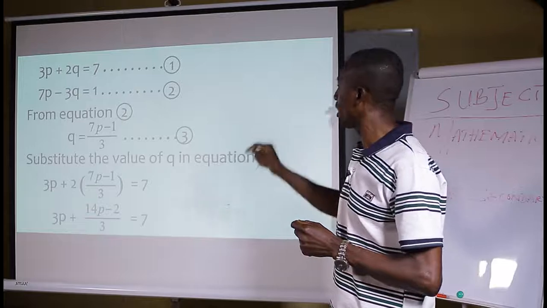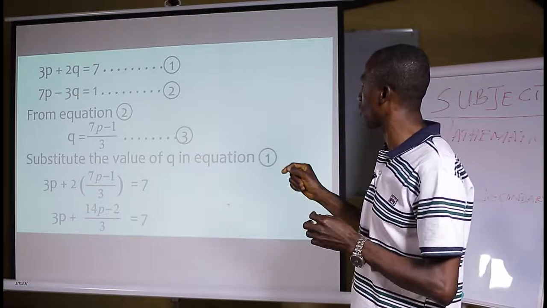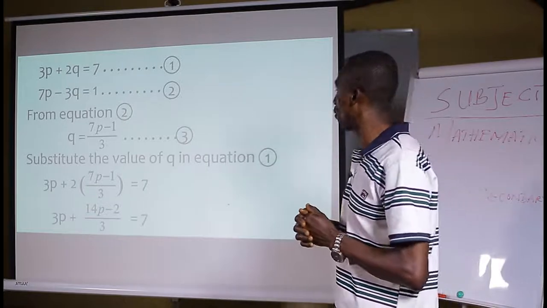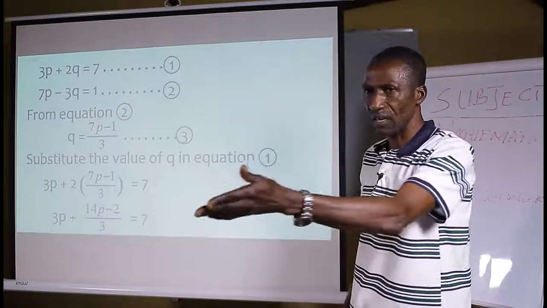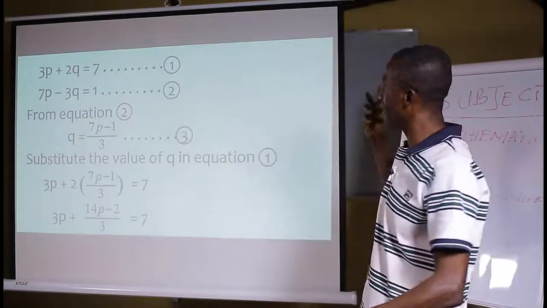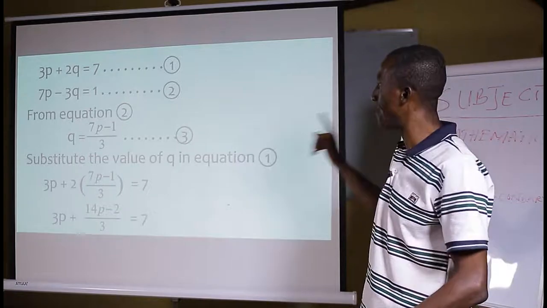From equation 2, if you make q the subject of the formula, then your q becomes 7p minus 1 all over 3. Why is it that? Look at the equation 2. By collecting the like terms, 7p has no q and 1 has no q. So that shows 7p and 1 are like terms. 1 plus 1 crosses to the left and becomes minus 1. And minus 3q crosses to the right and becomes plus 3q.